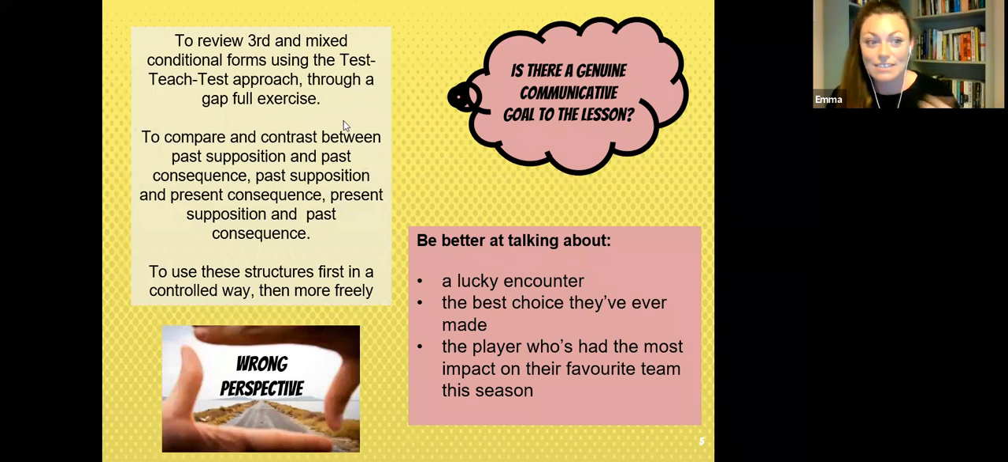Yeah, Galina, good question. There is none on the left-hand side, there's none. But what about if I chose one of these three? Can you see my three options down below? If I chose one of these three as my communicative goal, I could still do all of these things on the left in the lesson, but they wouldn't be the point of the lesson. The point of the lesson would be to get the learners maybe to talk about a lucky encounter that they had. Yeah, exactly.